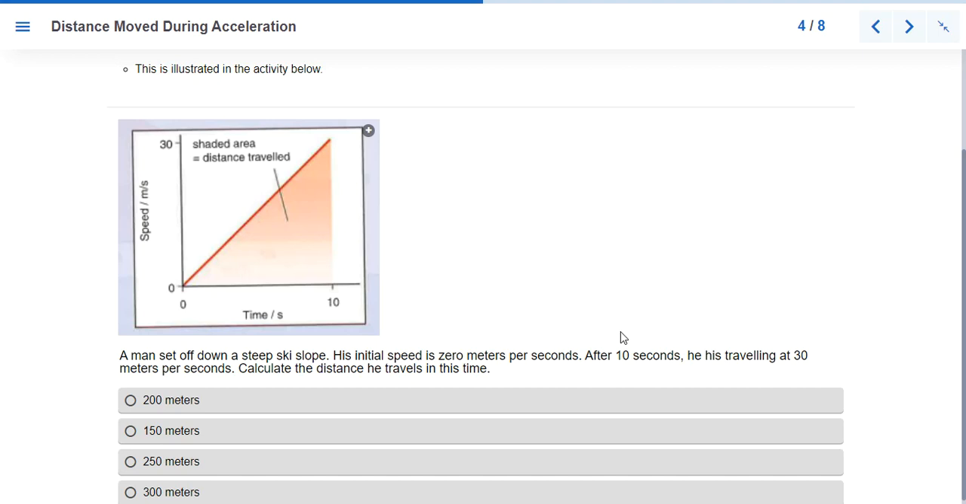Now, looking at this diagram, we have a triangle. And what is the area of a triangle? The area of a triangle is half base times height. We will now use this formula, the area of a triangle, to calculate the distance. That is half base times the height.